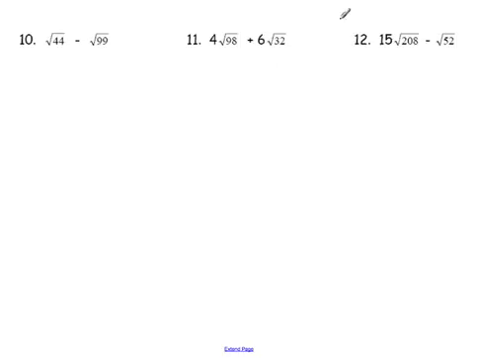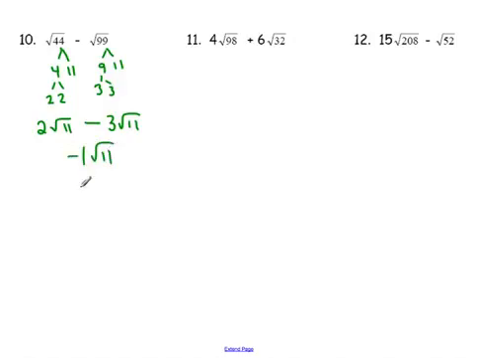Look at number 10. We notice that there's 11s involved. This would be 4 times 11. 4 gets broken down into 2 and 2, so this becomes 2 times the square root of 11 minus. This becomes 9 times 11, which is just 3 and 3. So that's minus 3 times the square root of 11. Since the square root of 11s are the same, I'll just say 2 minus 3 is negative 1 times the square root of 11. Or probably just the best way to write this is negative square root of 11.